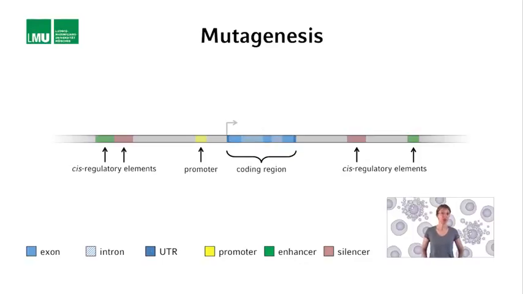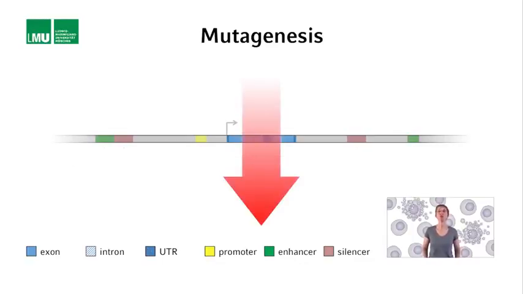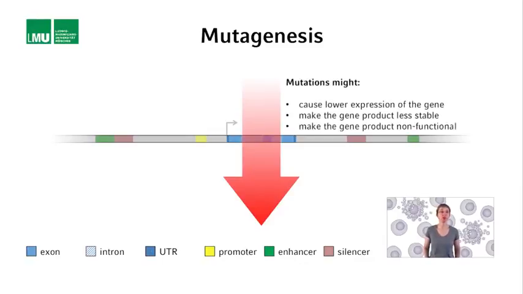What kind of effects can it have? Most point mutations, about 90%, turn out to reduce the function of the gene. They could, for example, cause the gene to be expressed at a lower level. They could make the gene product less active or less stable, or they could make the gene product completely non-functional. Such mutations are called loss of function mutations.